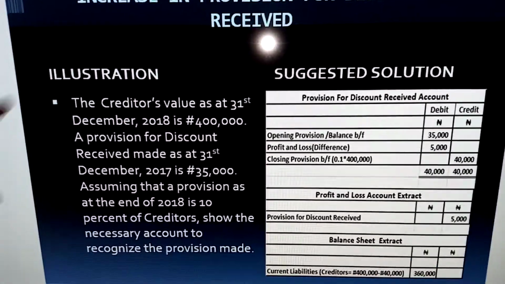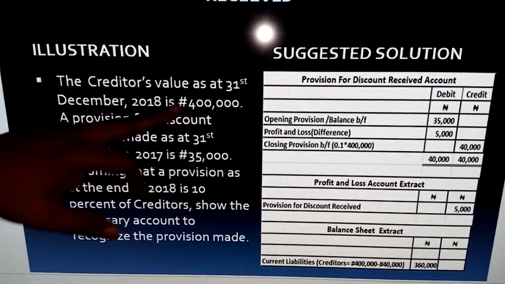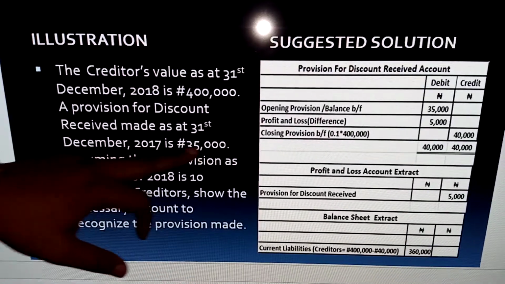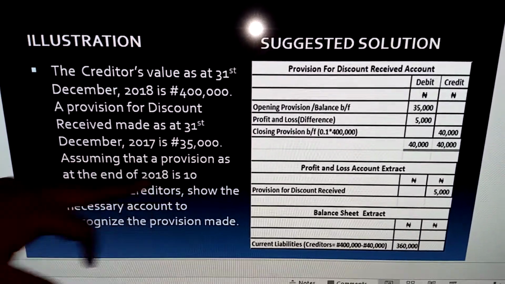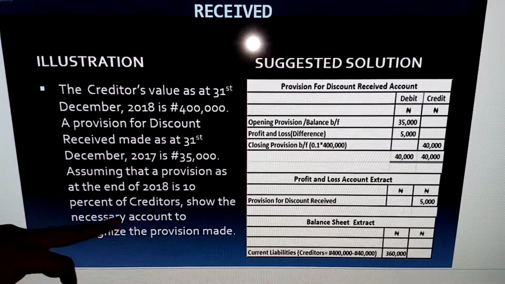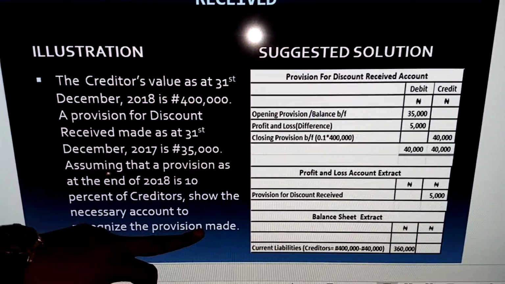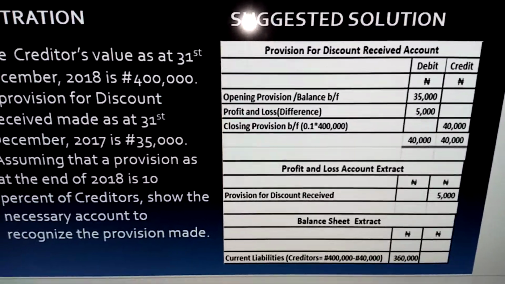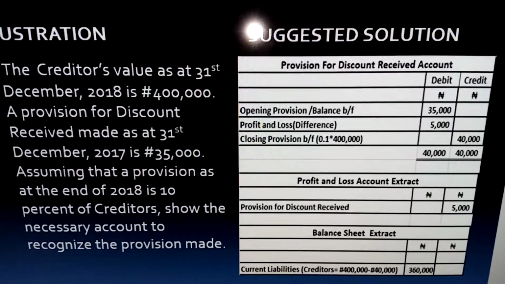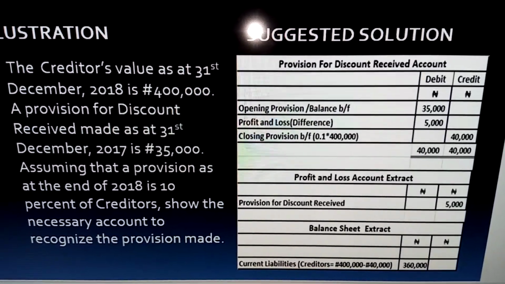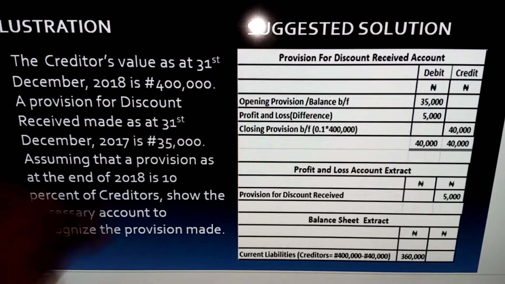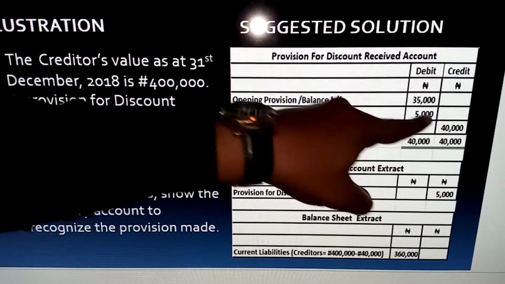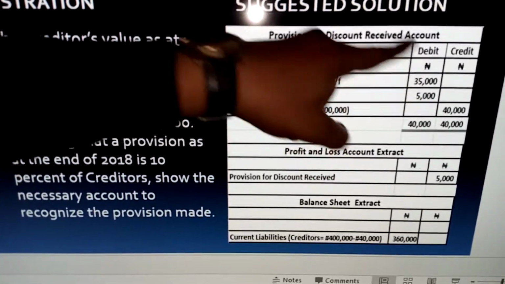Now, here's a question. The creditors value as at 31st December 2018 is 400,000. A provision for discount received made as at 31st December 2017 is 35,000. Assuming that the provision as at the end of 2018 is 10% of creditors, show the necessary accounts to recognize the provisions made. Okay, so we have established the opening provision to be 35,000. Closing provision is 10% of the creditors value, which is 40,000. So there's an increase from 35,000 to 40,000. Now what you have here: opening provision 35,000, closing provision 40,000. What's the difference? 5,000. That goes to profit and loss as an income.